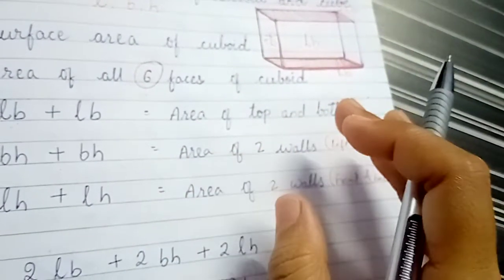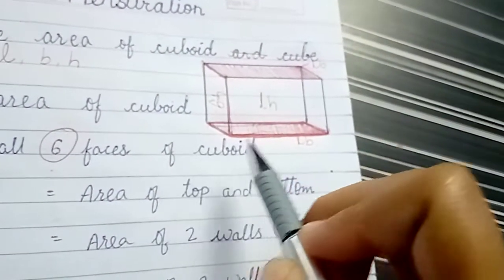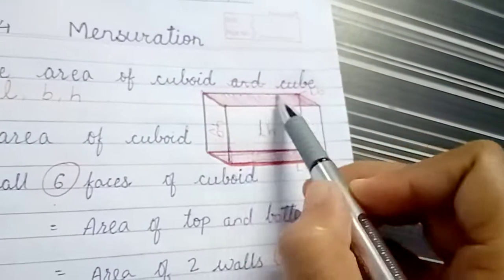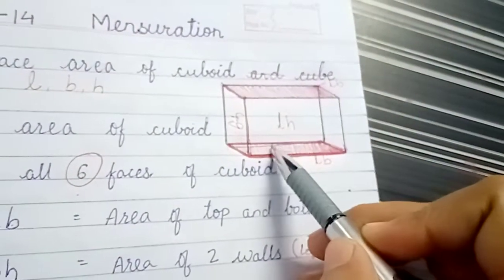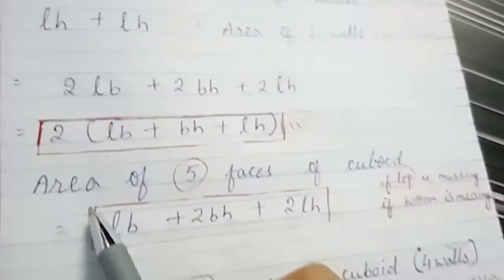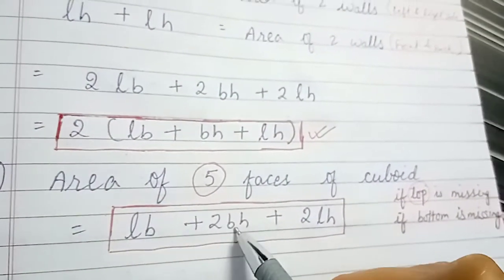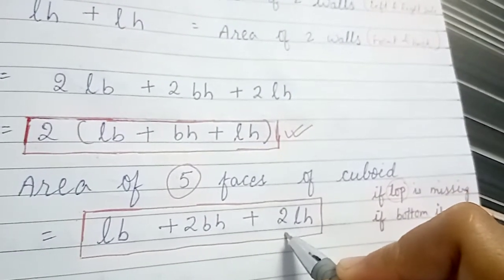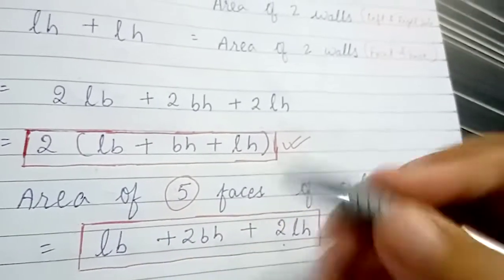But it is not necessary that all the time a cuboid is closed from all the sides. Suppose this top face is not there. It is not there at all. So it has only one bottom whose area is LB. So area of only 5 faces if top is missing: LB plus 2BH, 2 side walls, and front and back 2 faces LH. Only one face is missing, that is top.